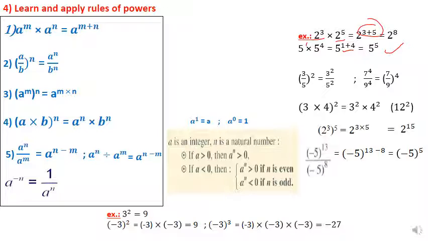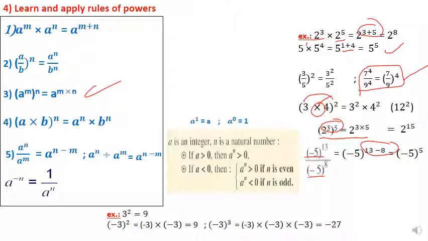Here we have 7 to the power 4 over 9 to the power 4, so I can put them in parentheses if I want. In this case, we can distribute the power only because I have multiplication in the middle. So here we have also 2 to the power 3 to the power 5, so we multiply the exponents. This is based on this rule. And if we have the same base, we just subtract the exponents. So 13 minus 8, it's 5.